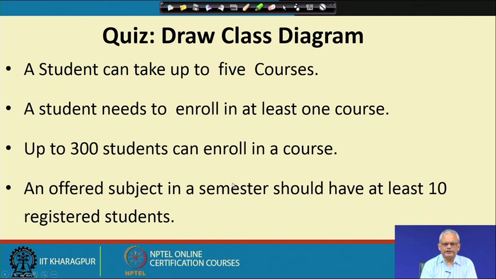The first thing is to identify what are the classes here. Student is a class and course is a class, and we represent them: a student and the course.